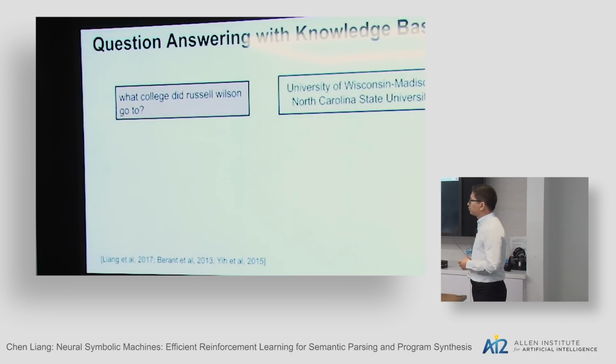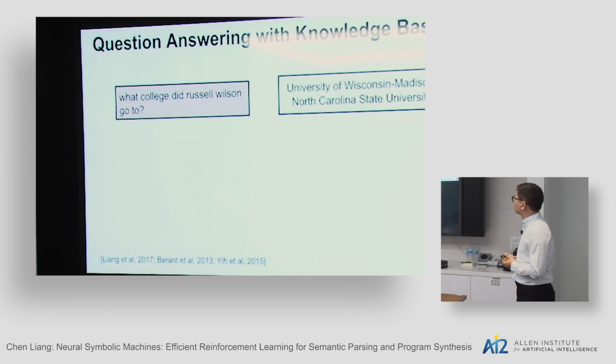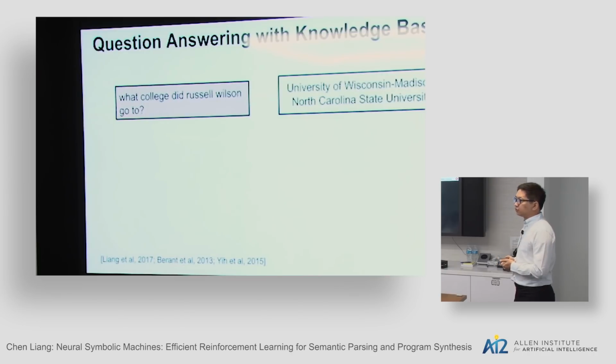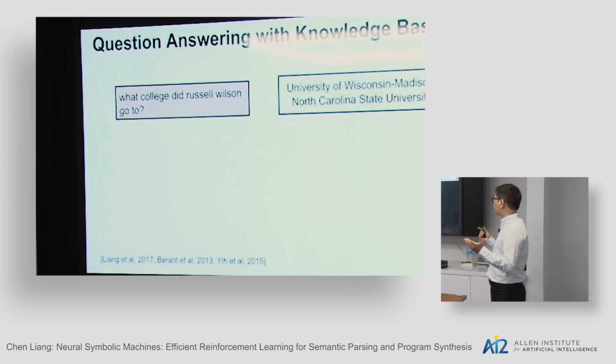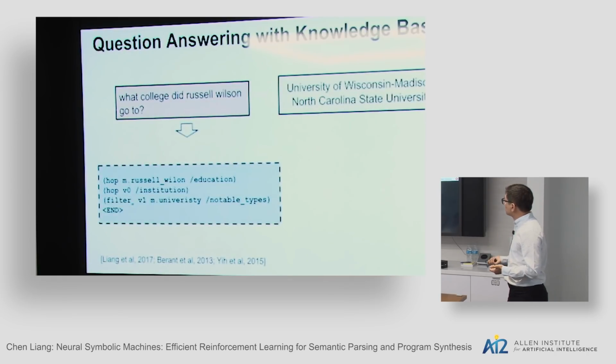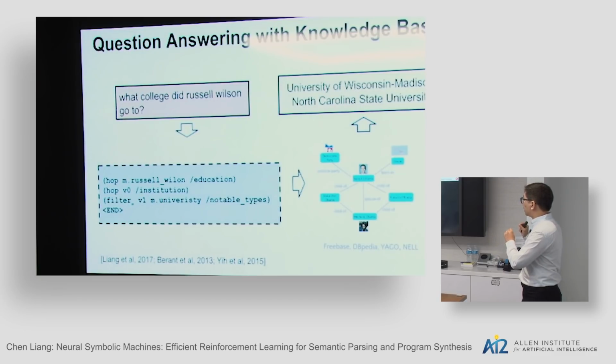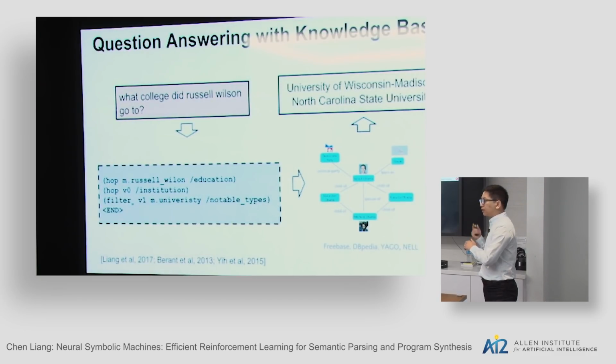As a more concrete example, one task we are looking at is question answering with a knowledge base. We have a question like, what college did Russell Wilson go to? And the answer is 2 universities. You could maybe train a sequence-to-sequence model to read the question and generate the answer, but it will be really challenging because it requires a lot of domain knowledge. Instead, since the knowledge is already stored in a knowledge graph like Freebase or DBpedia, it would be much more reasonable to generate a program that is used to query this database to answer the question.